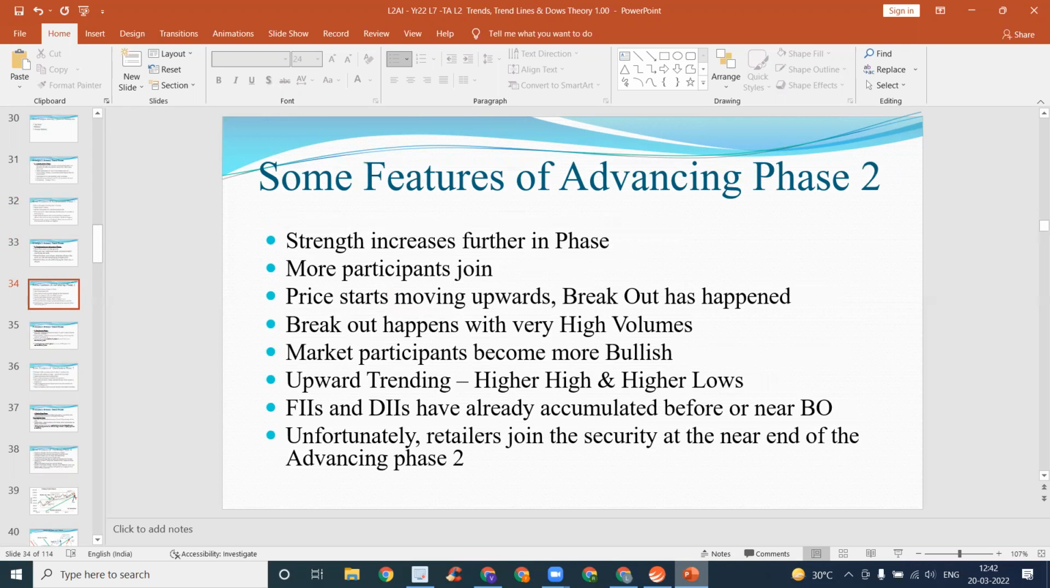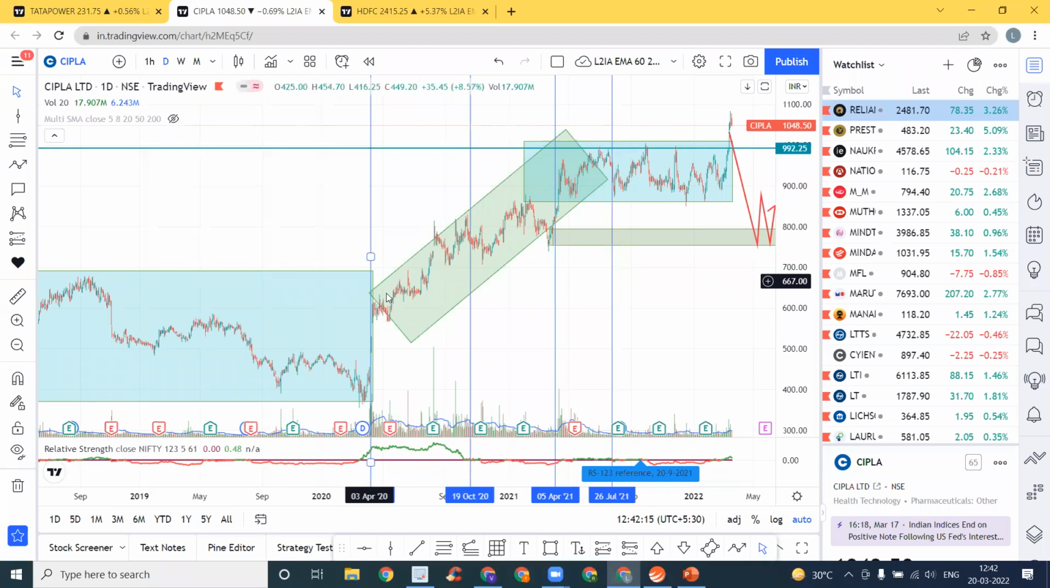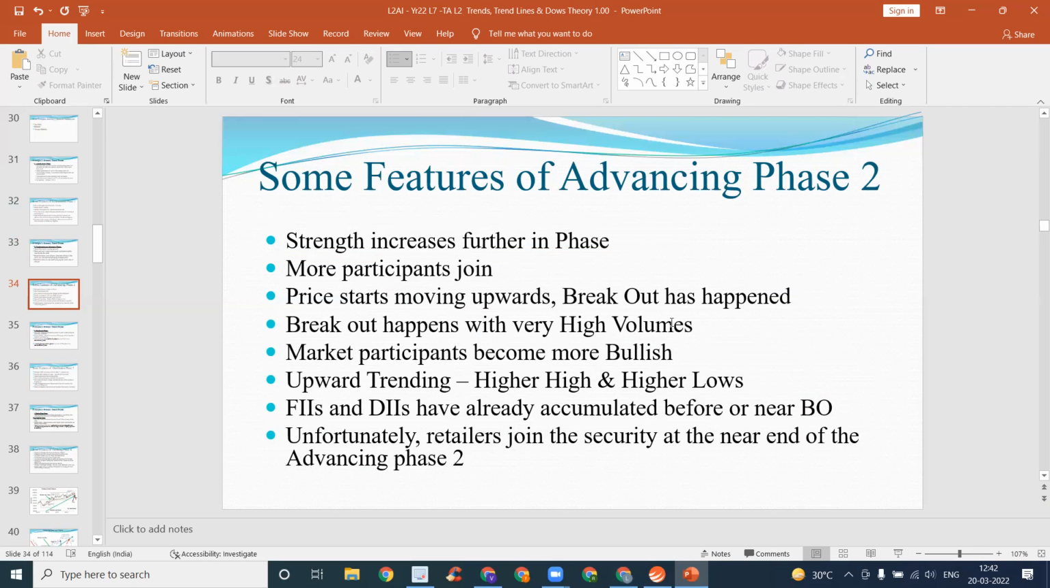FIs and DIs have already accumulated before the breakout. This level they have already bought. These people have already bought here, but retailers are buying at the end. Unfortunately, retailers always buy at a very high price. As I told you, I bought it at 880. When it reached 1050, I exited. I had not bought Cipla at 300 levels because at that time I didn't even look at Cipla. Just after COVID, I started looking at the pharma stocks. At 400, 500 levels, I hadn't even looked at Cipla.